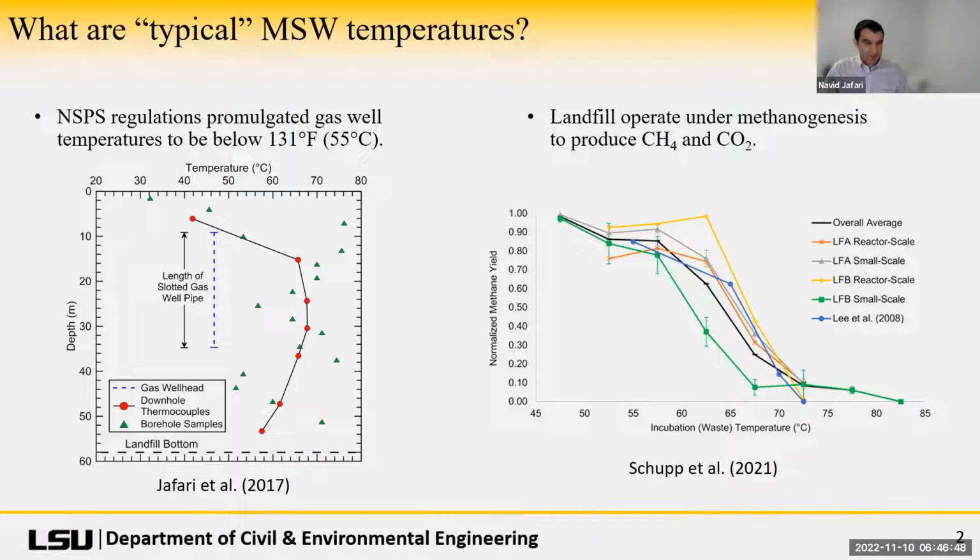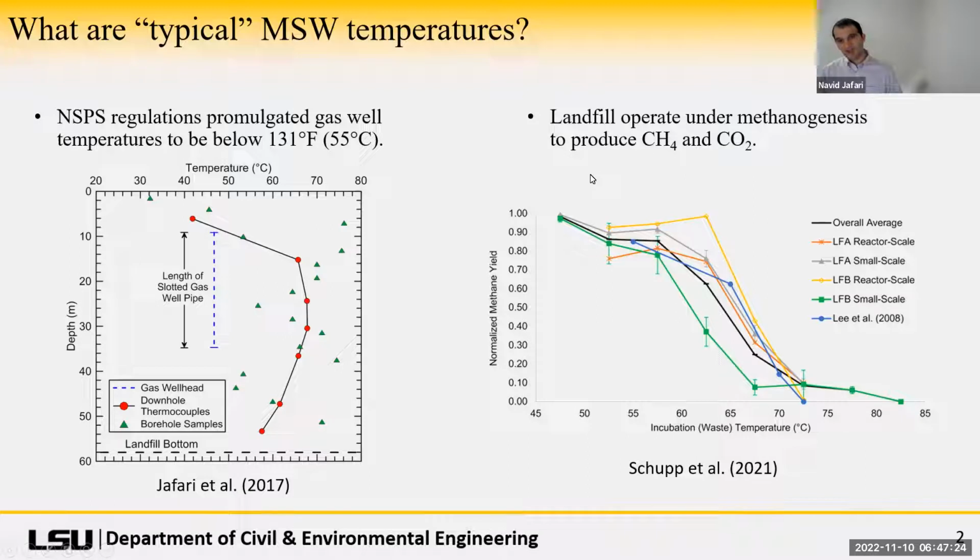The green triangles represent samples that were tested with a temperature gun as they were excavated from the landfill. So during boring, they took samples, and for the most part, if you want to get a more representative idea, and if you don't have a downhole thermocouple, they provide some kind of average of what the temperatures are inside the landfill. So what we've seen here are temperatures inside the landfill of 60 to 70 degrees C, which is much higher than what we use for gas wells.